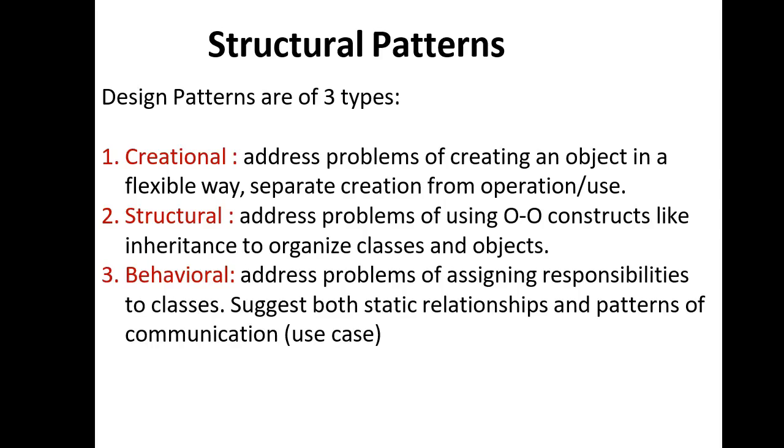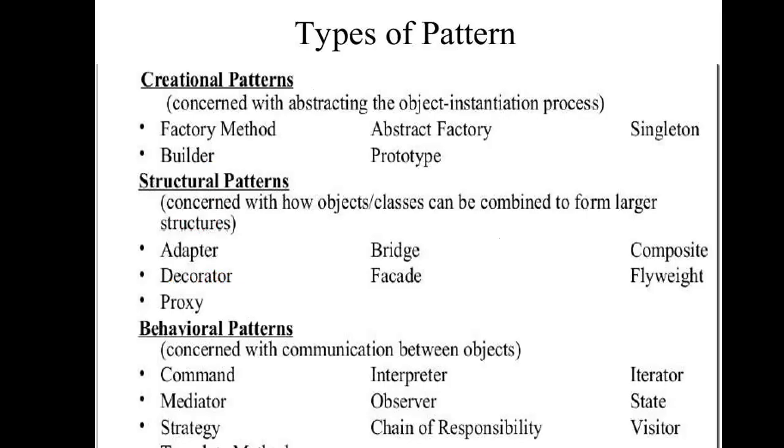There are three types, as we know: creational, structural, and behavioral. Creational addresses problems of creating an object in a flexible way and separating creation from operation and use. Whereas structural addresses problems of using object-oriented constructs like inheritance to organize classes and objects. Behavioral addresses the problems of assigning responsibilities to the classes. It suggests both static relationships and patterns of communication. An example is use case.